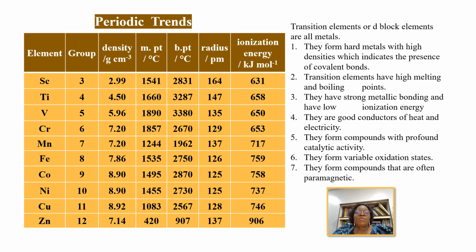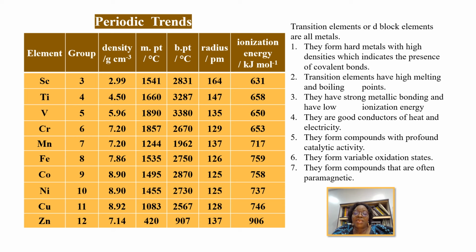The properties of the transition metals. The transition metals, or d-block elements, are all metals. They form hard metals with high densities, which indicate the presence of covalent bonds. They have high tensile strength and they are ductile. Transition elements have high melting and boiling points.